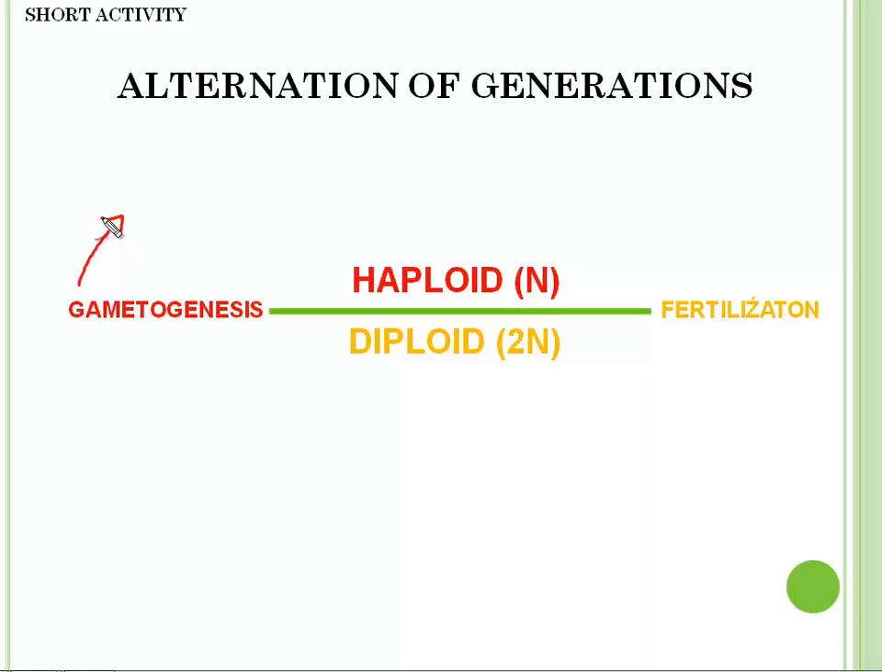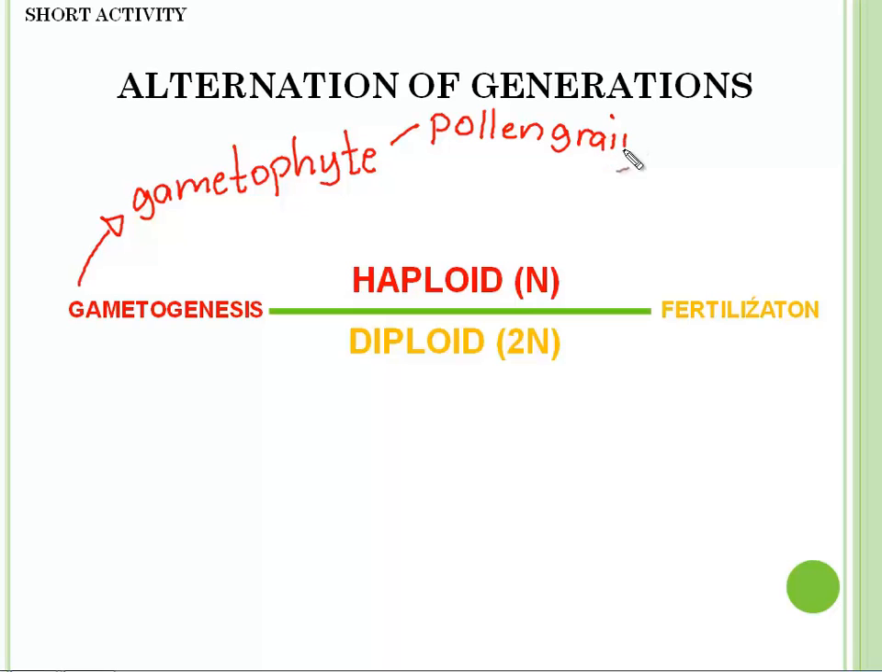Okay, so we can start. We first have our gametophyte. Gametogenesis signals the haploid generation to start. Our gametophyte refers to the pollen grains and the ovule. The pollen grains are our male gametophyte, whereas the ovule is the female gametophyte. We know that the pollen grain will give us the sperm, while the ovule will give us the egg, of course.